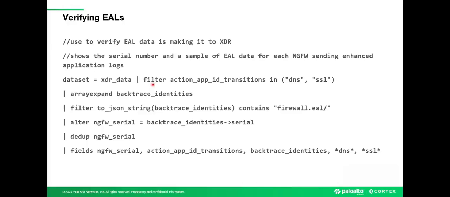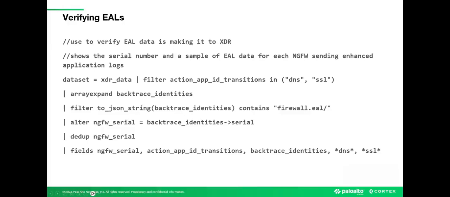Then we use the filter for the condition. So we are looking for traffic where we have DNS as an application. So the action app ID transitions is the app ID, right? So we are, in this case, looking for DNS traffic and SSL traffic. Could be anything here, right? It's just because DNS and SSL traffic would be more common, right? So to make sure we get some results in the query.